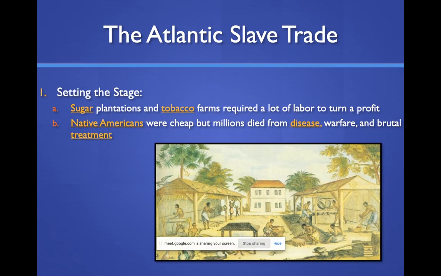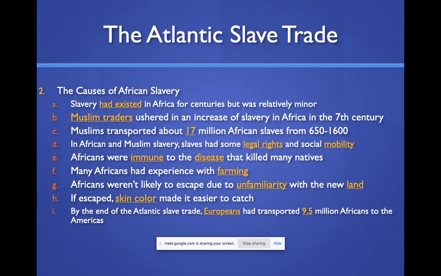All right, so let's set the stage. In North America and South America, they are using sugar plantations and tobacco farms, which require a lot of manual labor in order for them to turn a profit. You have to have a lot of people working, and in order to turn a profit, you need to not have to put out a lot of money for that. Originally in North and South America, they were using Native Americans as their labor, but millions of them died from disease, warfare, and brutal treatment. And so that was no longer working.